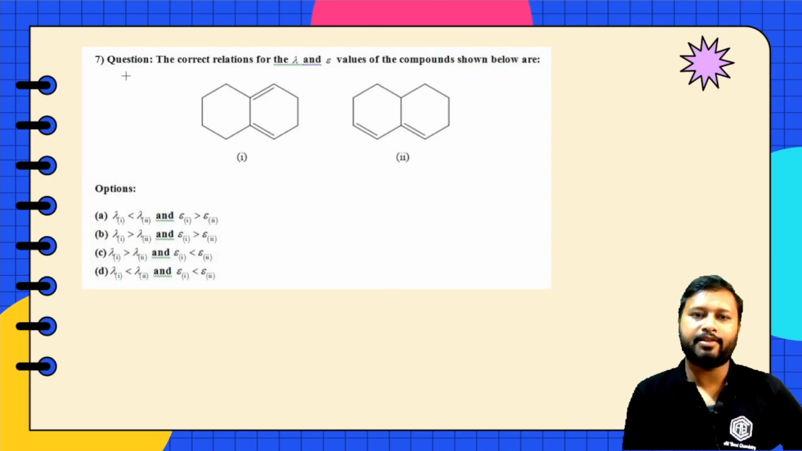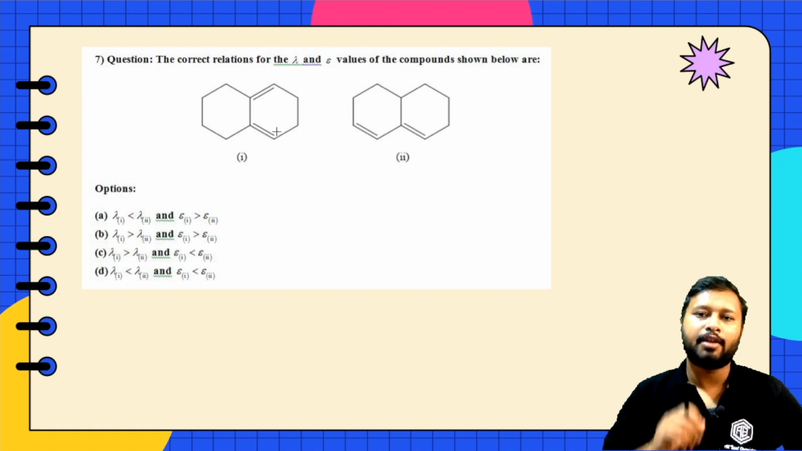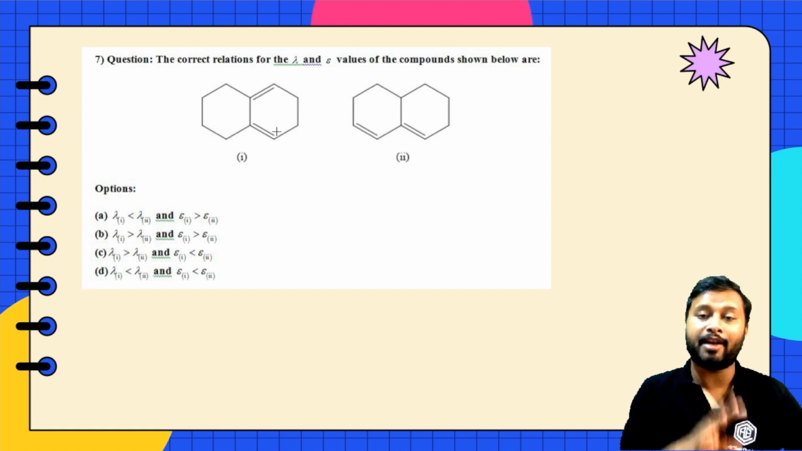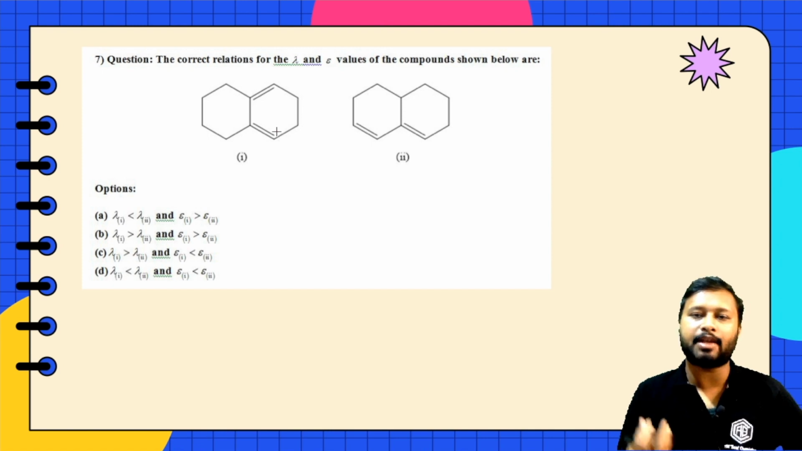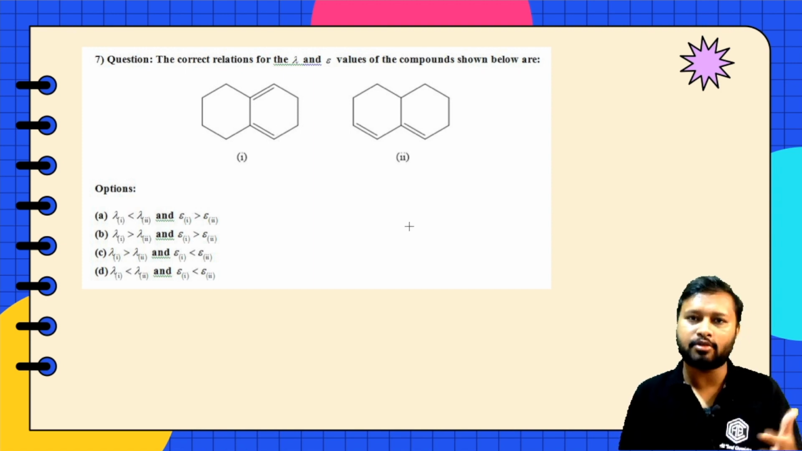Alright, so let's take this first question over here. It says: what is the correct relationship between lambda and epsilon values for the compounds shown below? These are the two compounds which are given to you. They are asking about the relationship between lambda, that is the wavelength, and epsilon, which is the molar absorptivity of the molecule. So what is the relationship between both of them for these two molecules? Try to solve it on your own. Pause the video, think about what could be the correct answer, and then I'm going to explain it.